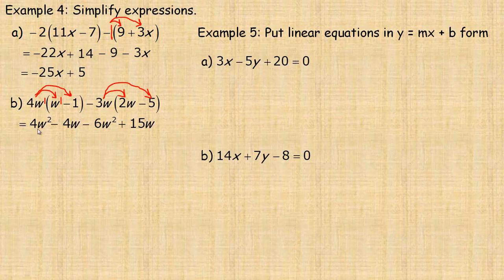So collecting like terms, 4w squared minus 6w squared would be -2w squared, and -4w and 15w is going to be 11w. They're opposite signs. Remember your integer rules. 15 minus 4 is 11, so that's another reason why it's 11w.